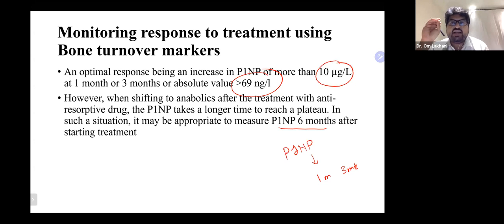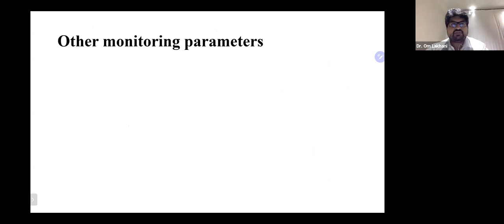Like I said, it helps you to see the effectiveness of treatment. It also tells you the compliance of the patient, and that is something useful. We also use teriparatide in a very different way practically. I'll show you how we use it, right? I'll come to that in a few minutes.